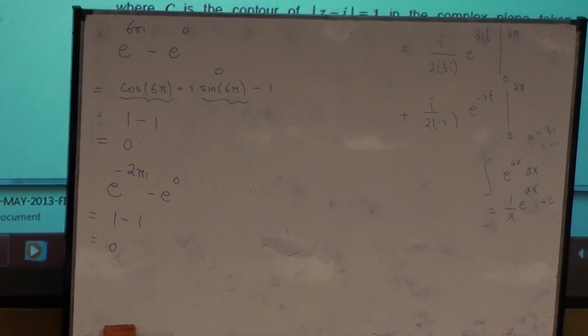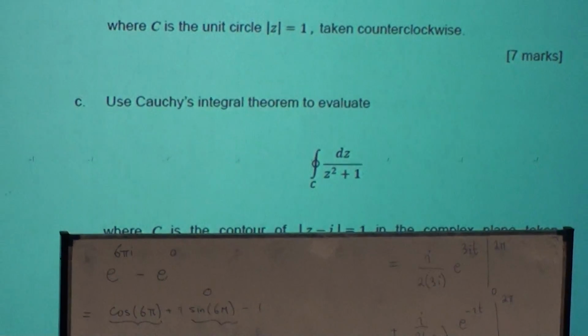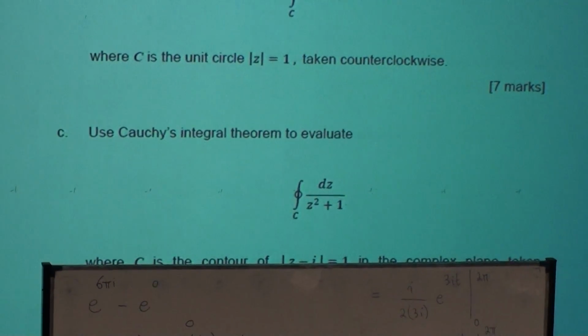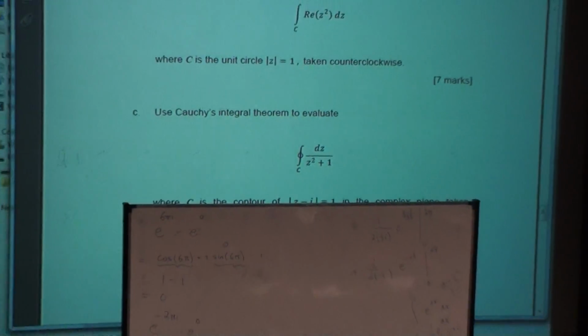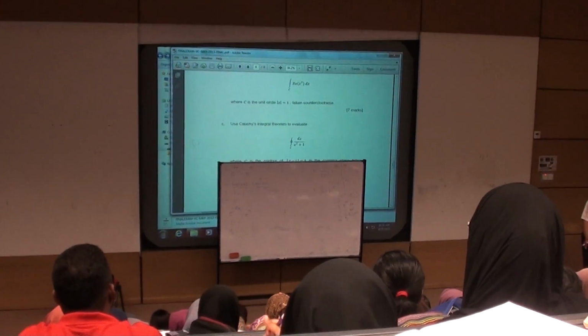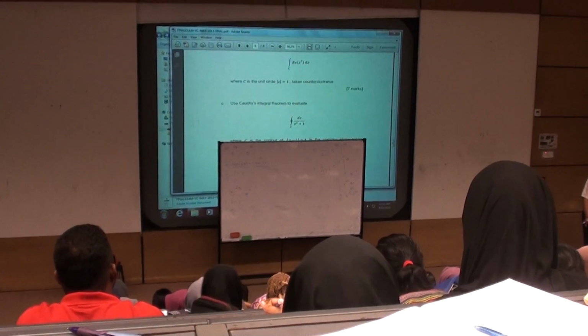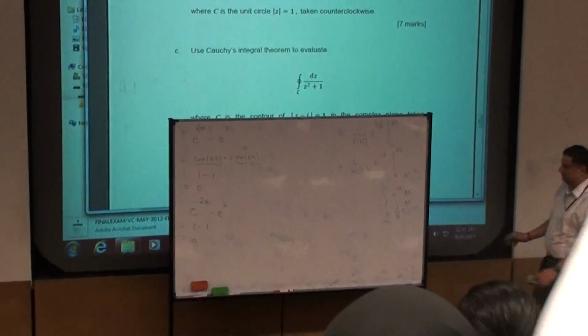Use Cauchy's integral theorem to evaluate the last question, please. To evaluate the integral of dz over z squared plus 1, where C is the contour of the curve |z - i| = 1 in the complex plane, taken counterclockwise.